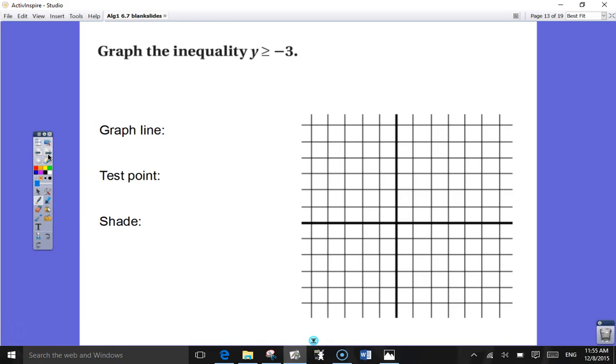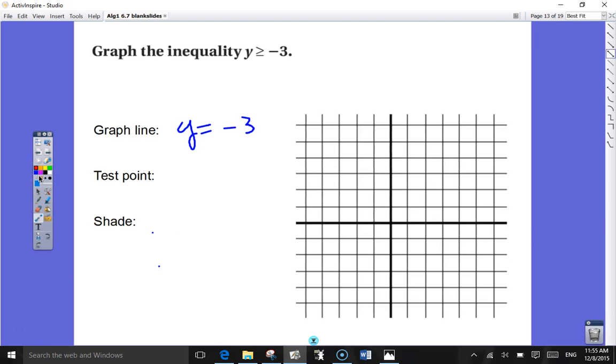Otherwise you might think this could be a number line. If it's only got y greater than or equal to -3, you could have made a number line and put a -3 on it and shade to one side. But we know we're graphing in the plane on a flat surface, x and y axes. So first we're going to graph the line y equals -3. Should I make it solid or dashed? Because of the "or equal to," that's going to be solid. Now we're going to test a point, if you need to.